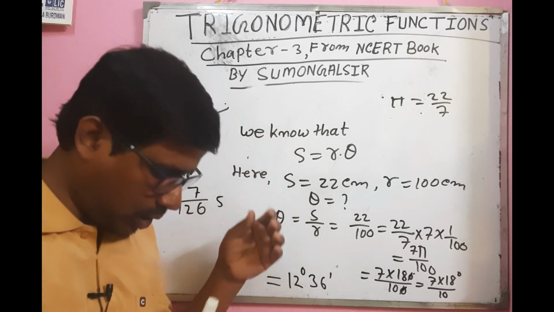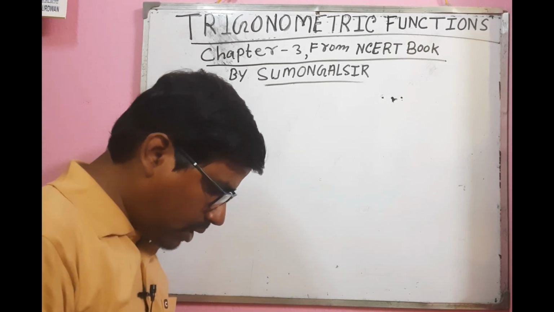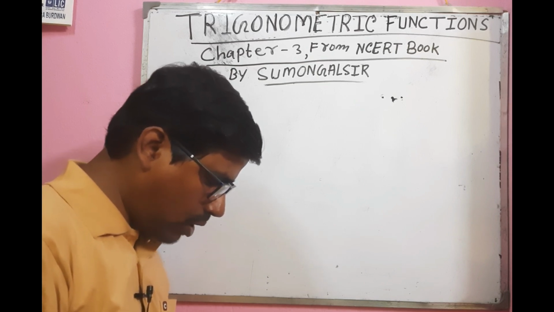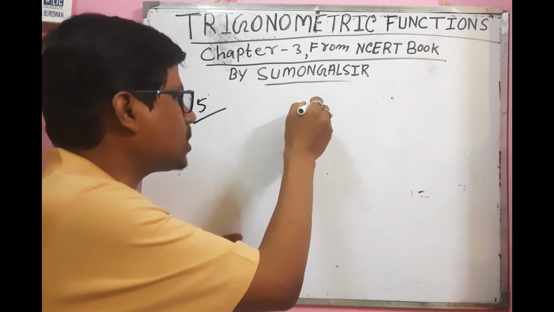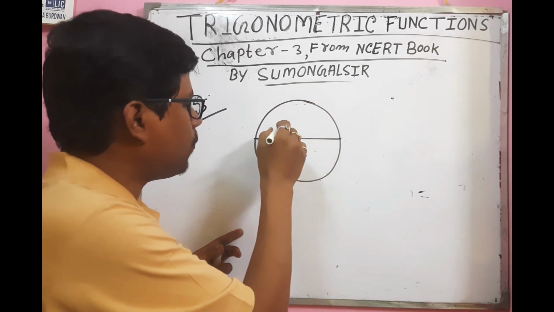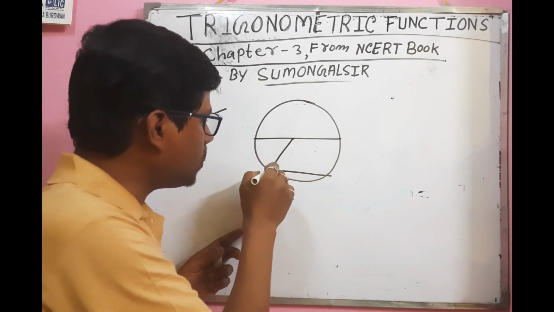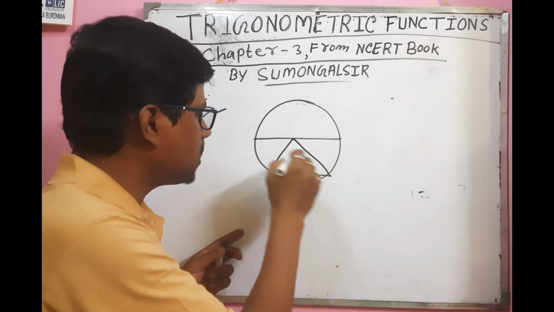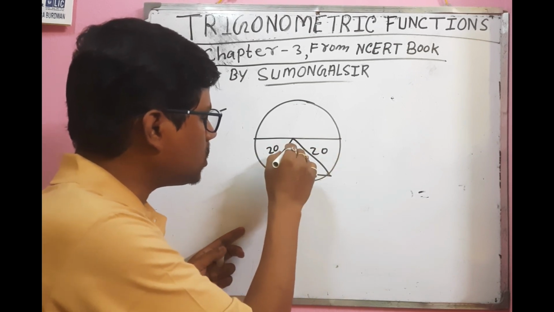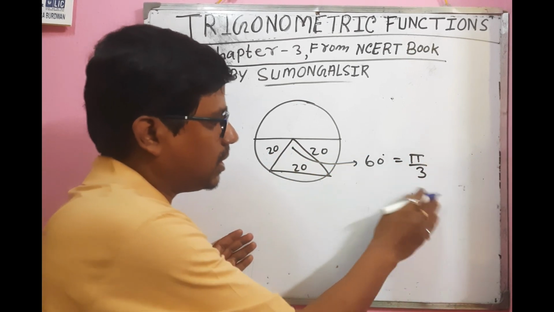Now we move to the fifth. Question number 5 says that in a circle of diameter 40 centimeter, the length of the chord is 20. Find the length of the minor arc. Now in question number 5, draw a circle of diameter 40 and the chord is 20. Now this is the radius and this is the radius, and this is 20, this is 20, and the chord is 20. So this will be 60 degree, that is pi by 3.